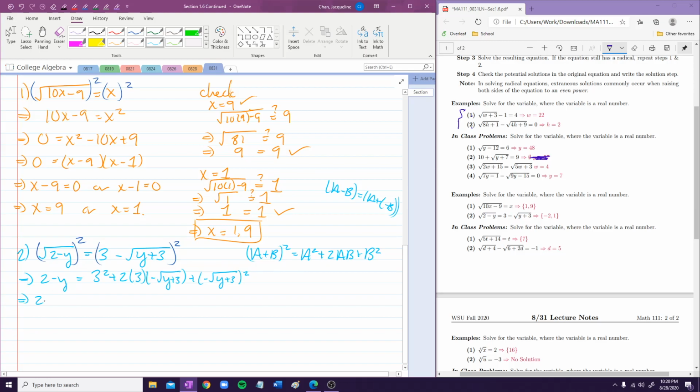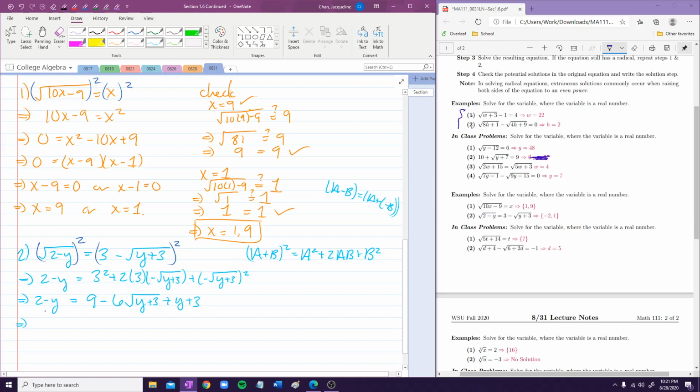Okay, let's simplify the right-hand side. So I'm left with 9. 2 times 3 times this negative 1 is negative 6, times the square root of y plus 3. And then the negative square root of y plus 3 quantity squared is negative 1 squared times the square root of y plus 3 squared. So we're left with positive y plus 3.